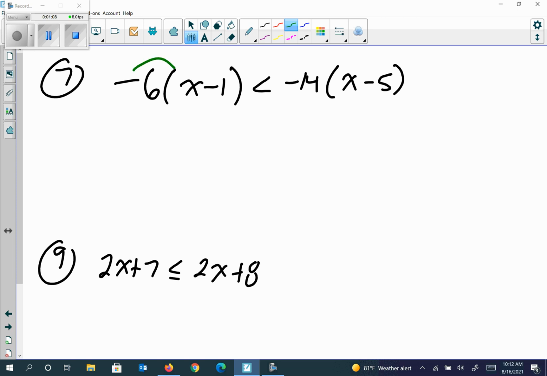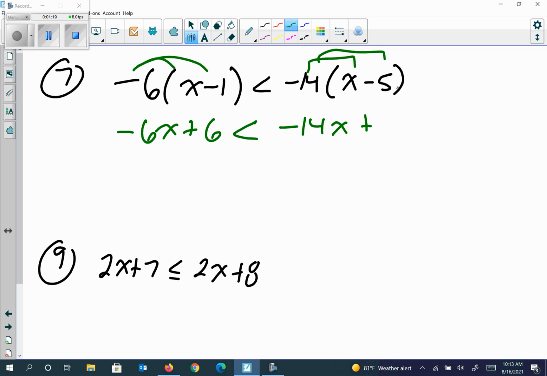Next problem, I'm going to distribute negative 6 over the parentheses. Make sure you carry the negative and change your signs inside. Again, multiply negative 14 over the parentheses. Distribute that to both. What's 14 times 5? What do you guys think? Yeah, there you go, we got 70.